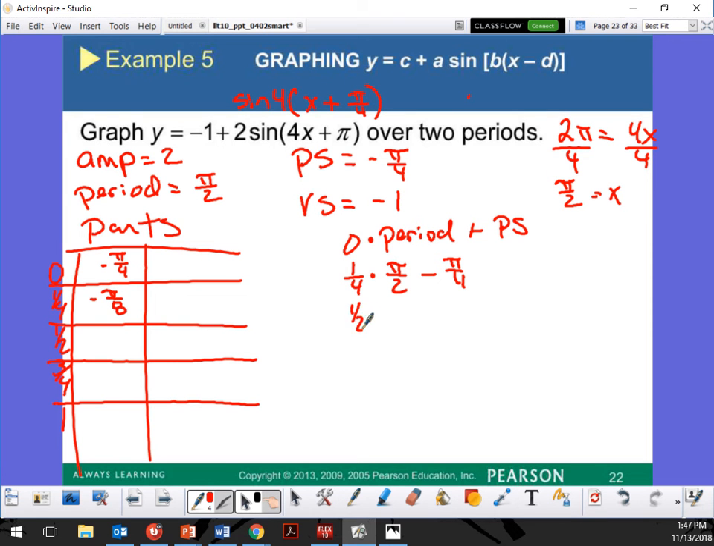Next one is half times pi over 2 minus pi over 4. 0. 3/4 times pi over 2 minus pi over 4. Pi over 8. Positive pi over 8. 1 times pi over 2 minus pi over 4 is pi over 4. So it's a positive pi over 4. Beautiful.